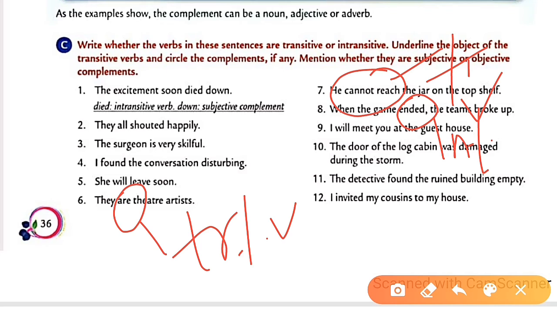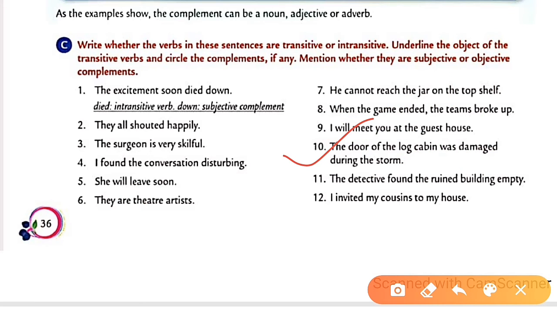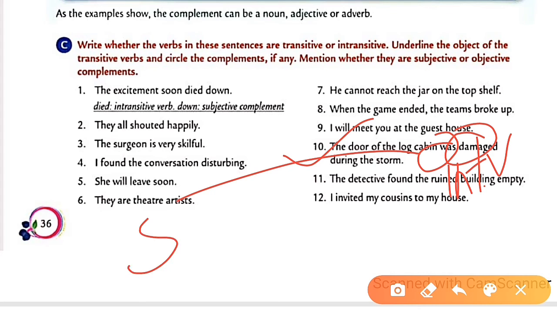Number 9. Come to next: I will meet you at the guest house. Will meet is a transitive verb. Okay, transitive verb, and there is no object. Move to number 10, guys: the door of the log cabin was damaged during the storm. So was is which type of verb? Was is an intransitive verb, and damaged is a subjective complement.